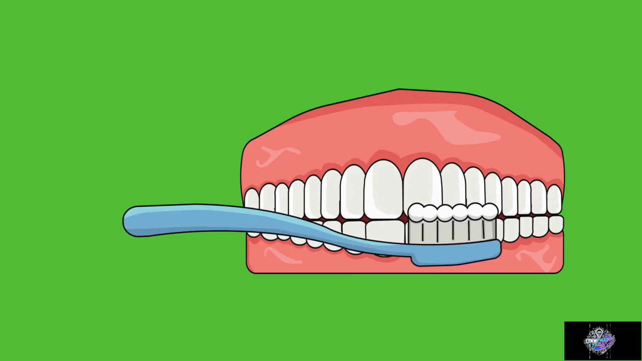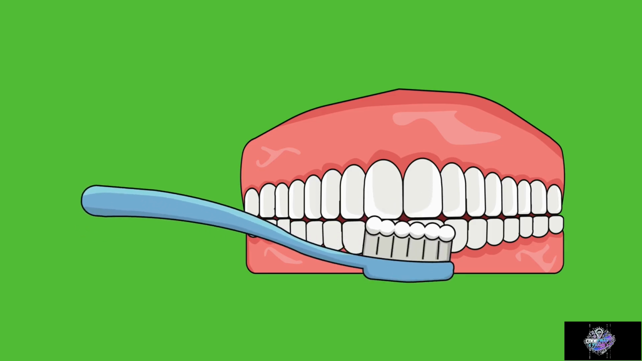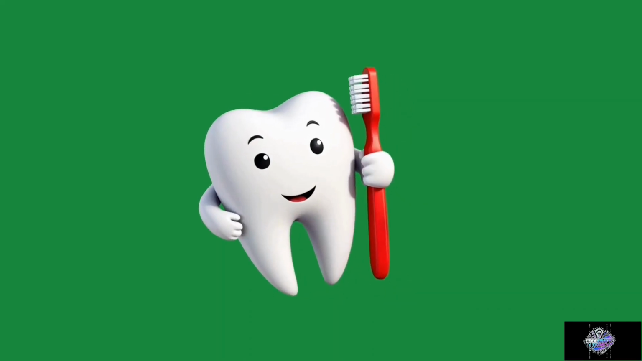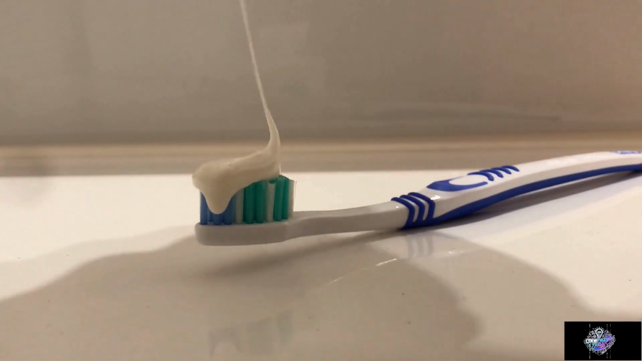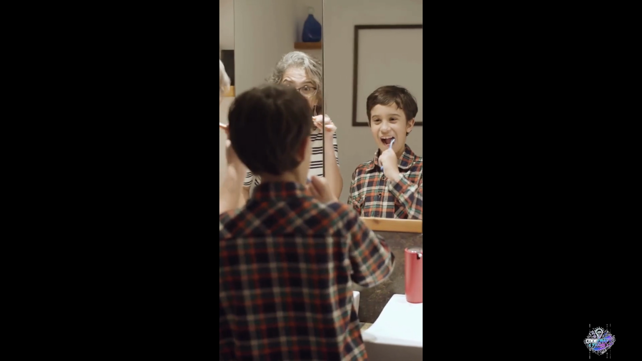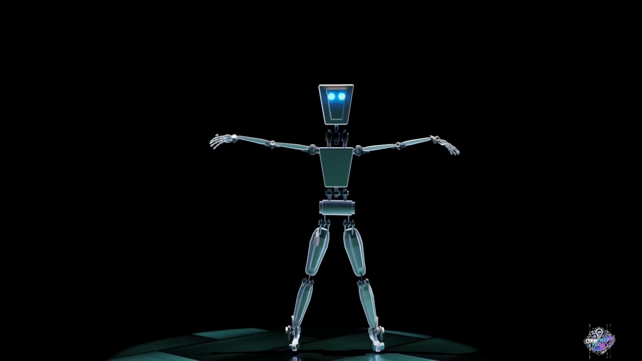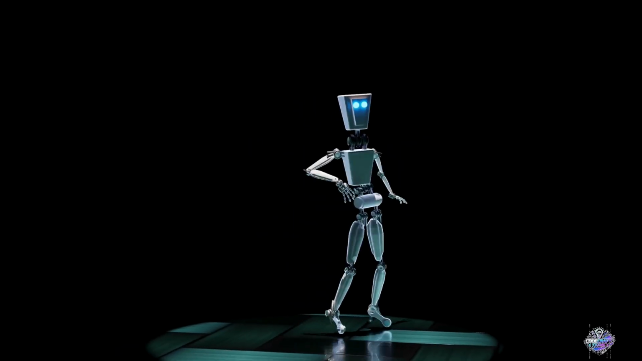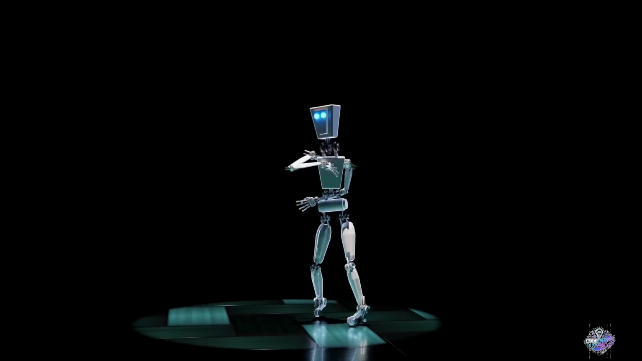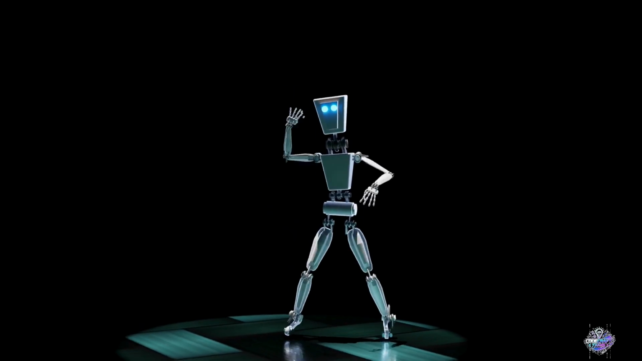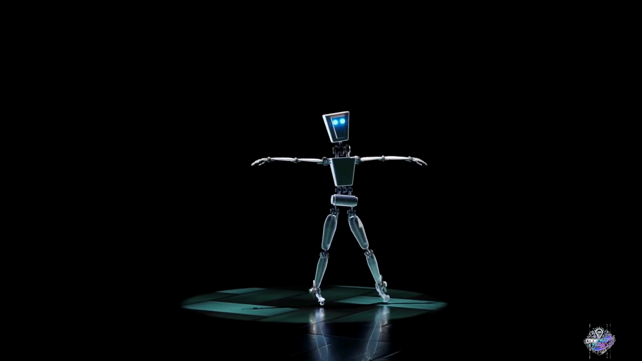Fun human algorithm activity. Demonstration. Tell a robot how to brush teeth. Pick up toothbrush. Add toothpaste. Brush teeth. Rinse. Key lesson: computers follow instructions exactly. Missing steps cause mistakes. Computers aren't smart like humans. They can only follow the instructions we give them.